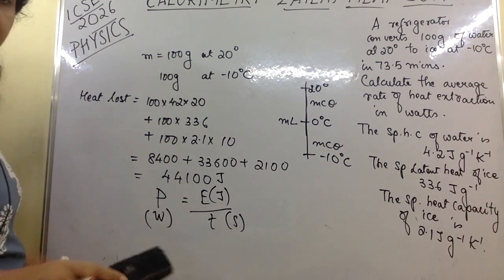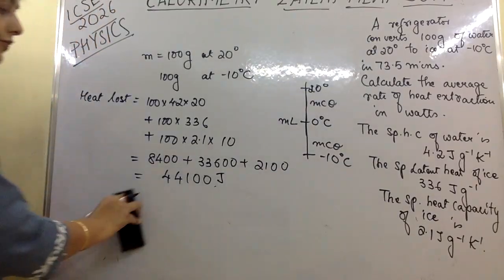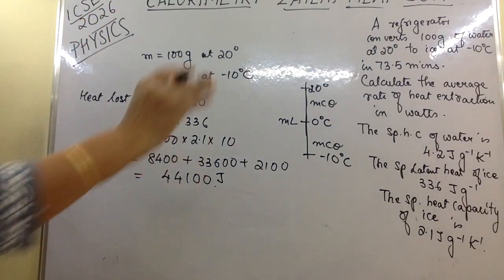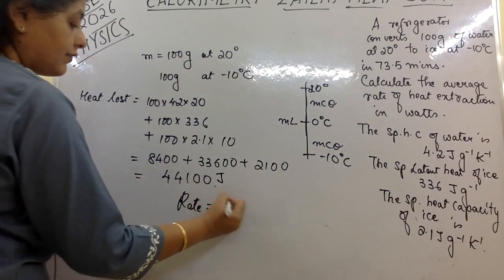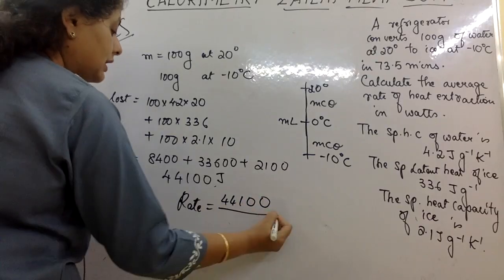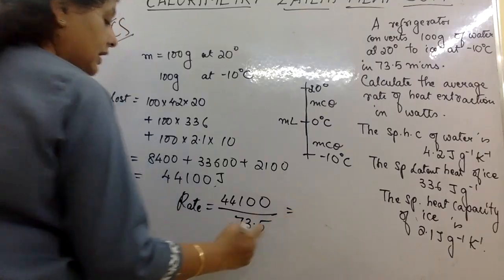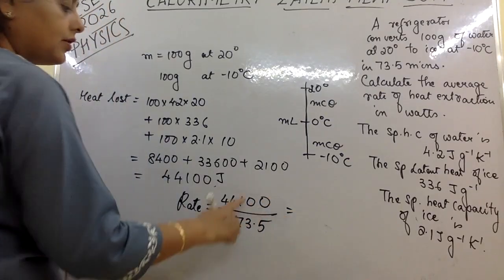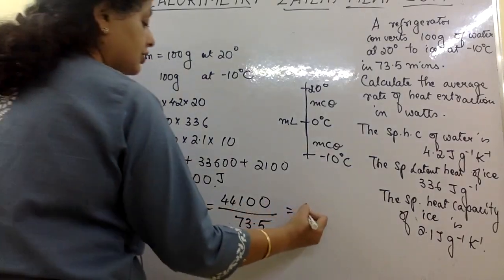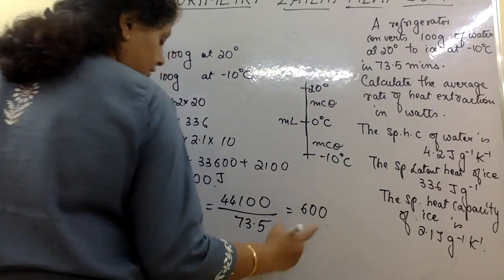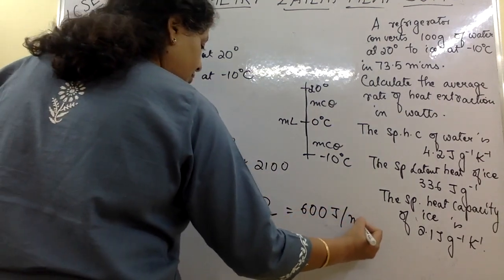It applies for your mechanics, for your electricity, and for your heat also. Now if I want to find the rate of heat extraction, let me first see how much heat is being extracted per minute, because they have given us the time in minutes. So 44100 has been extracted in 73.5 minutes. If you shift the decimal and do this calculation, you will get 600 joules per minute.